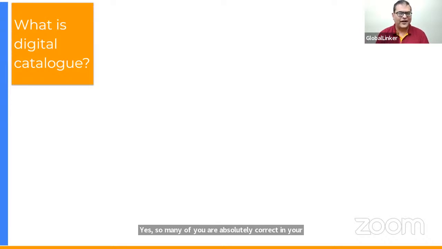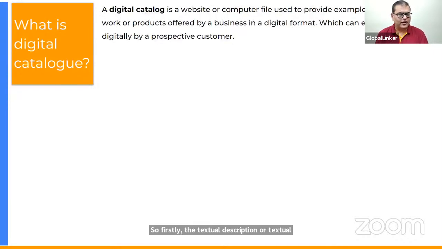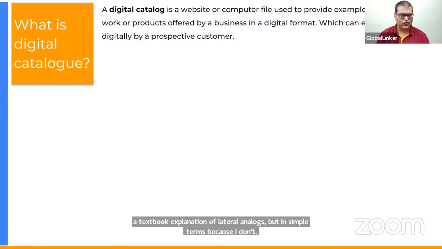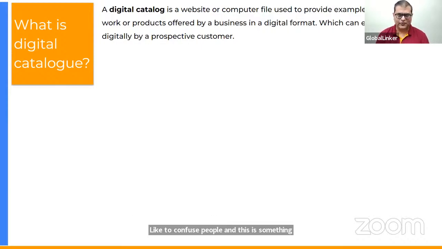So let me clarify that for everyone's reference. Firstly, the textual understanding of what is a digital catalog. A digital catalog is a website or a computer file used to provide examples of a person's work or a product offering by a business in a digital format, which can be easily accessed digitally by a prospective customer. So, that is more of a textbook explanation of digital catalog, but in simple terms, because I don't like to confuse people, and this is something which would go above my head, at least if I was in your position.